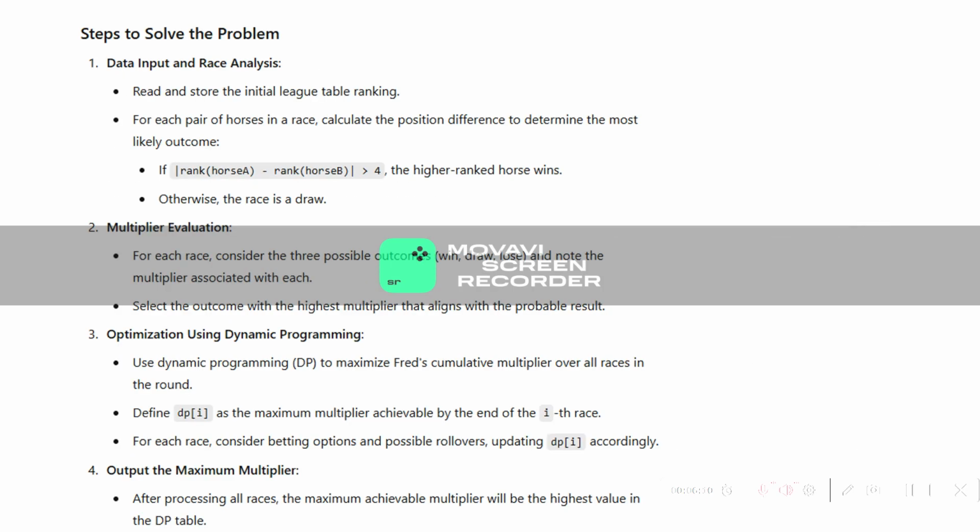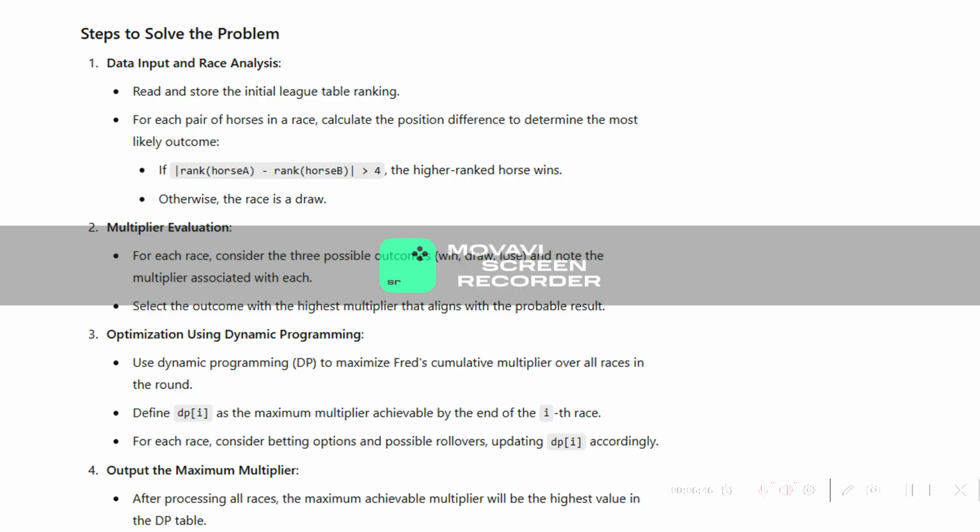So the steps to solve the problem comprise 4 steps. First is data input and race analysis. We read and store the initial league table ranking. Then for each pair of horses in a race, we calculate the position difference to determine the most likely outcome. If the difference between rank of horse A and rank of horse B is greater than 4, the higher ranked horse wins. Otherwise, the race is a draw.